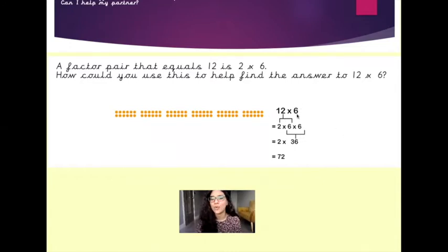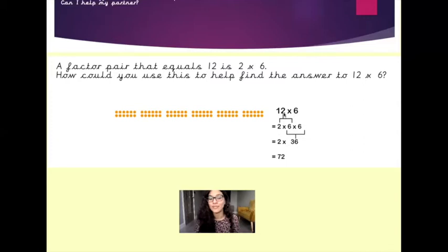12 times 6 is what we are trying to find out. So the way to work it out is to break down the 12, the bigger number, into its factor pair. So you break it down into that sum, that when you multiply that sum, you get that number. So for example, 12 can be broken down into 2 times 6, because 2 times 6 equals 12. So you get that number anyway.